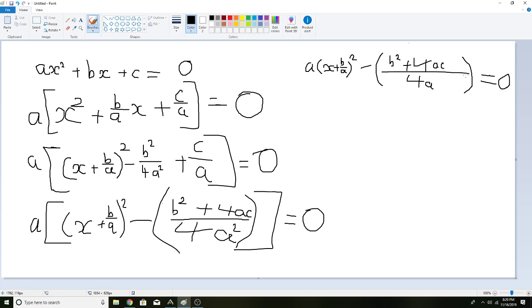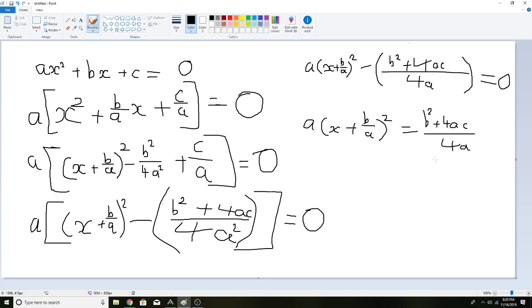Now, when I get this one, remember we can put it as 0 still, because we haven't done anything to the other side. What we can do now is add this to the other side, so if I write that out again, a x plus b over a squared equals b squared plus 4ac over 4a.